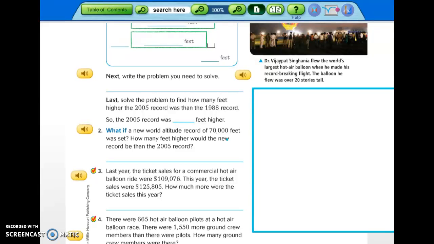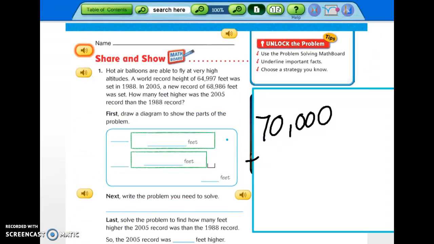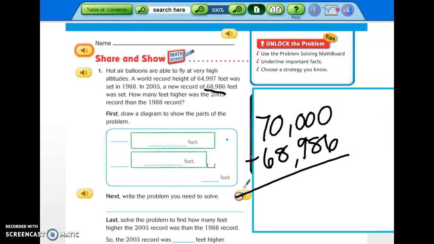Okay, number 2. What if a new world altitude record of 70,000 feet was set? How many feet higher would the new record be than the 2005 record? So I'm going to now have a new number, 70,000. And we're going to subtract the number from the 2005 record. And we said the 2005 record was 68,986. Okay. So we're going to subtract those two numbers. Just scroll back down here.